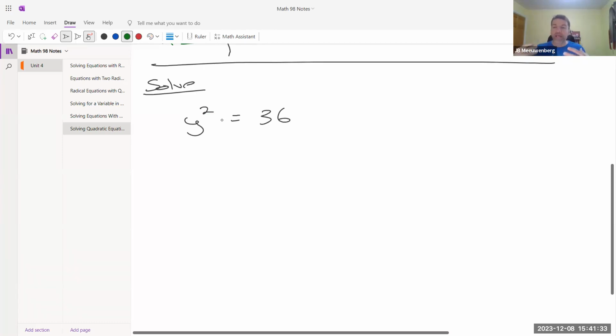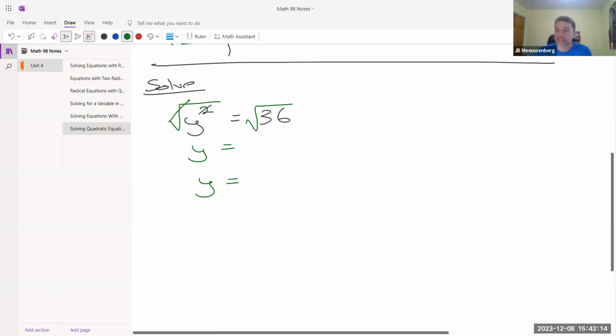How do we formally solve this equation using some processes? We want it to say y equals something, which means we want to get rid of that exponent. Because it's a square, we can eliminate it by taking a square root to both sides. Just like squaring a radical cancels the radical, taking the root of a square does the same thing. So this radical cancels out that exponent. And you're left with y equals, and then the square root of 36.